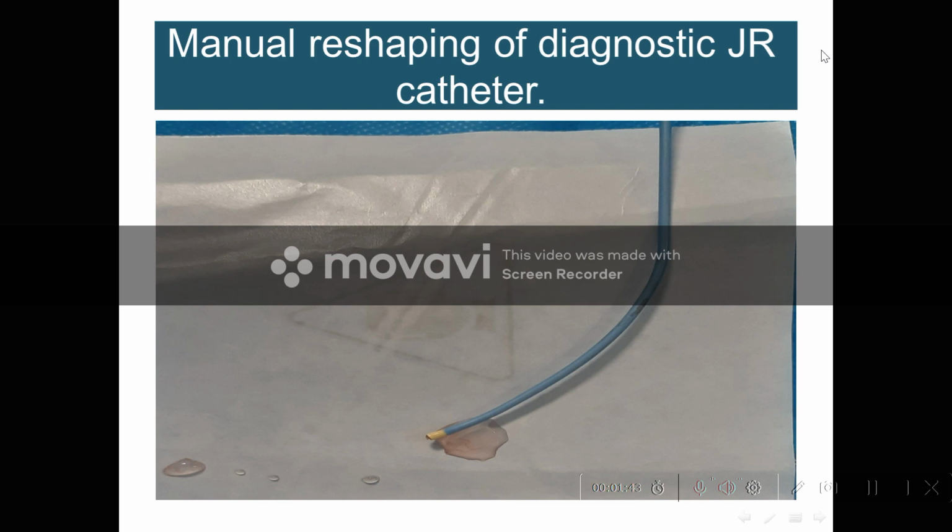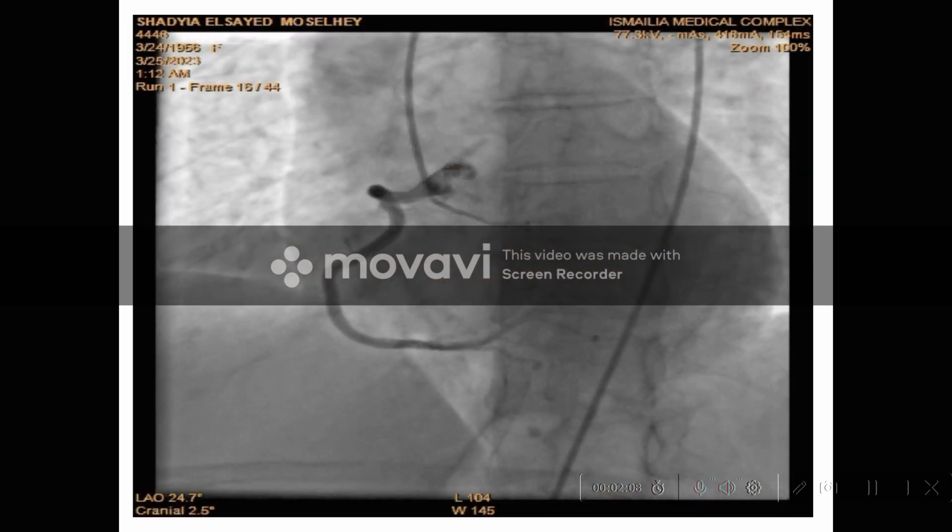So I started to ask myself, if the artery is not present in the left coronary sinus, maybe it is arising from the right coronary sinus or the non-coronary cusp. So I went with the previous Judkins right diagnostic catheter with some modification of its tip curve by manual reshaping, and I started navigating the right coronary cusp again.